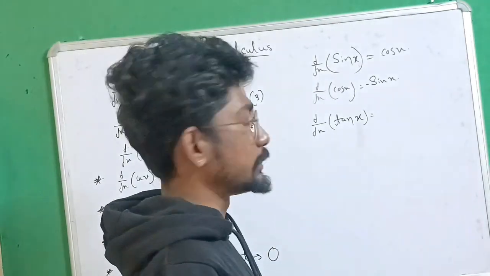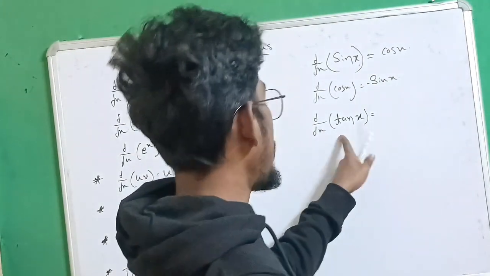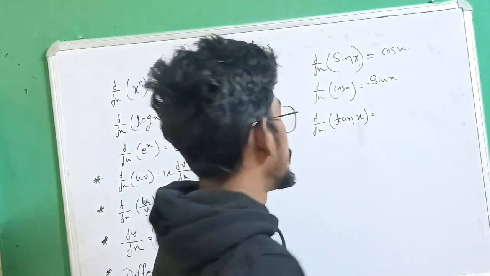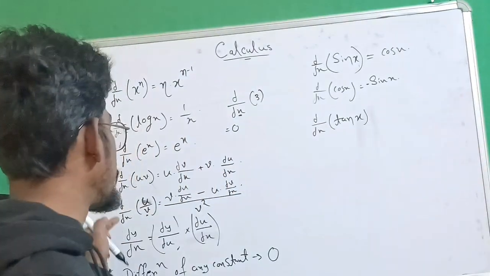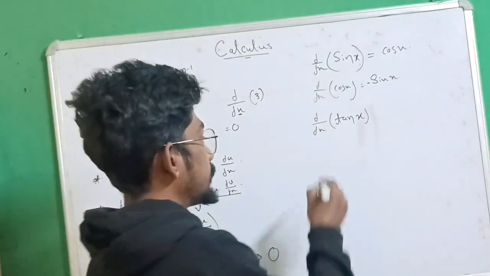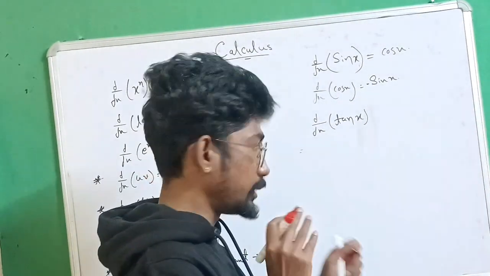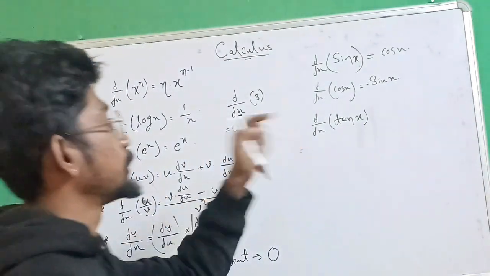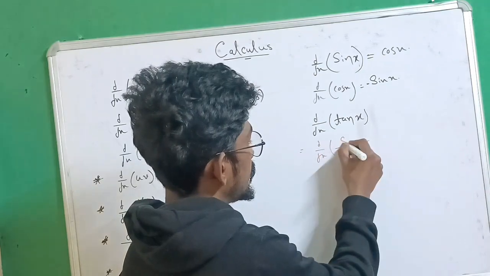Differentiation of tan. You can calculate it yourself or you can remember the formula. Tan means sin x by cos x. I will show you how you can apply the quotient rule here while calculating tan, so that you can understand. You remember the formula, but I will explain how this quotient rule works here.